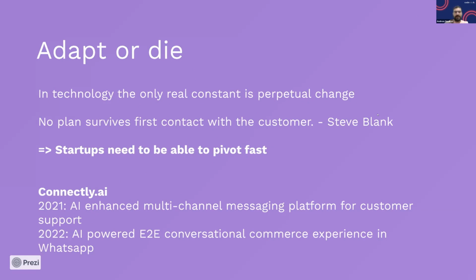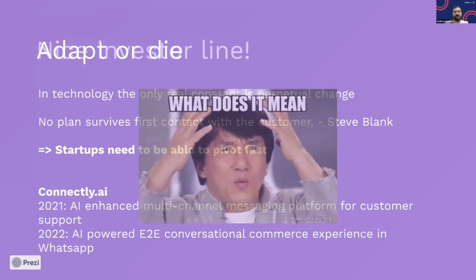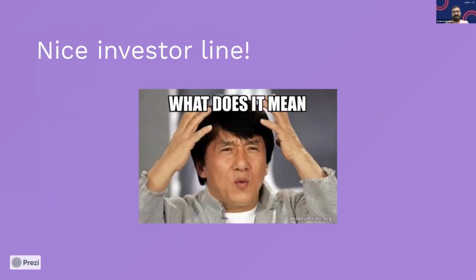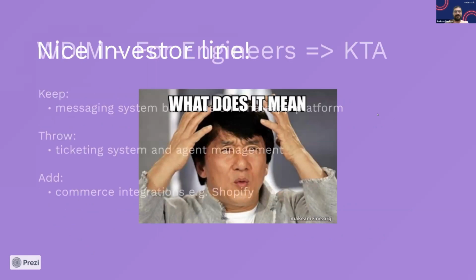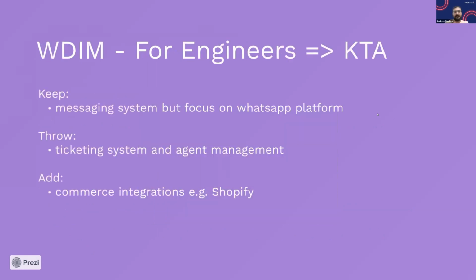For Connectly, for example, that meant that we started with the goal to become an AI-enhanced multi-channel messaging platform for customer support. But in 2022, we pivoted to being an AI-powered end-to-end conversational commerce experience in WhatsApp. So that's a nice investor line, you might say, Andreas, but what does it actually mean? For engineers, I like to follow this model I call TKA. What are we going to keep? What are we going to throw? And what are we going to add in order to execute our pivot?